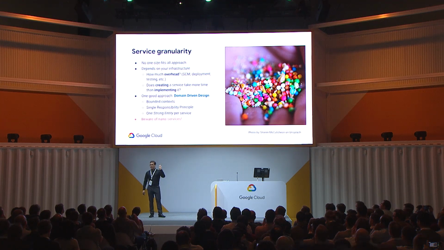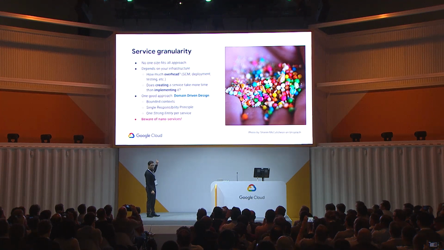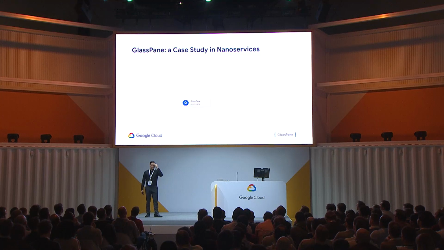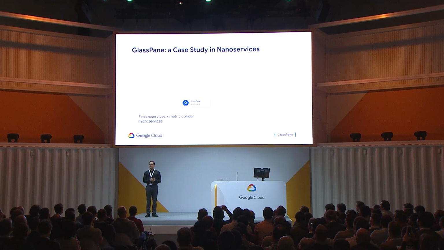But beware of an anti-pattern called nanoservices. This is essentially when your services are too small, and in just a moment, I'm going to show you an example of how we learned this the hard way in GlassPane so that you don't make the same mistake. But first, how did we decide on the number of microservices? Turns out GlassPane's magic number was 7-ish.